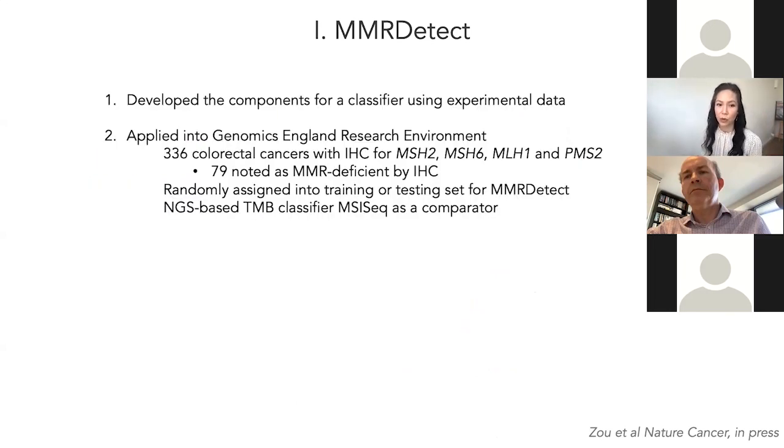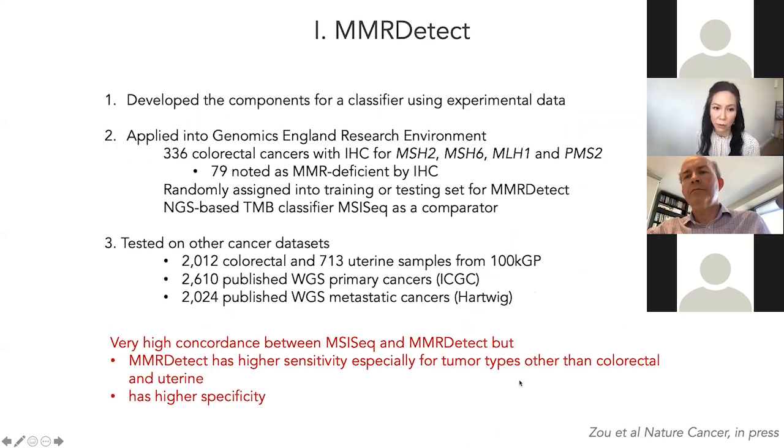We then went to the next step, which was to test it on more samples: over 2,000 colorectal cancers, 700 uterine cancers in the 100 kgp, and over 4,500 already published whole genome sequence cancers, primary and metastases, in ICGC and in Hartwig. And just to give you the high-level summary, there was very high concordance between MSI-Seq and MMR-Detect, but MMR-Detect did have higher sensitivity, especially for tumor types other than colorectal and uterine. Because remember, a lot of what we know about mismatch repair deficiency has come from colorectal cancers and uterine cancers, where the replicative rate is extremely high, but you're not going to have that kind of replicative rate in, say, the breast.